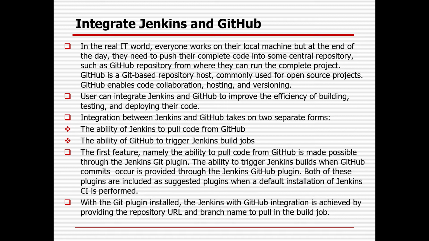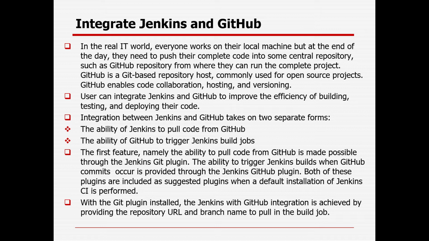from anywhere. GitHub is a Git-based repository host commonly used for open source projects. GitHub enables code collaboration, hosting, and versioning. Through GitHub, we can collaborate with multiple stakeholders. We can host in the cloud so that anyone from anywhere, no matter which city or state they belong to, can access it, in case they have the permission. And we can maintain the versioning of our repository on a day-to-day basis. We can update it and change the version as and when required.